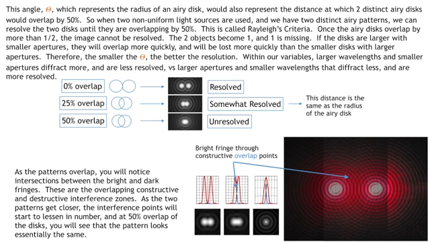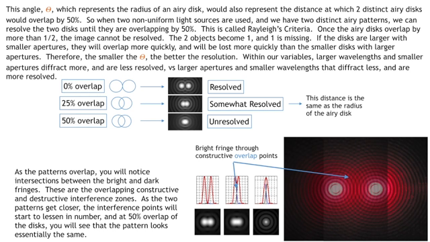So therefore, the smaller the angle, or the smaller theta, the better the resolution. You can pinpoint them as two distinct units for longer. So within our variables, larger wavelengths and smaller apertures diffract more and are less resolved versus larger apertures and smaller wavelengths that diffract less and are more resolved. So here's the depiction here. You have 0% overlap with these two Airy disks, we'll say. Then there's 25% overlap. You can still somewhat resolve them. And then at 50% overlap, they become non-distinct entities and they basically merge and blur into one pattern. So resolved, somewhat resolved, to basically unresolved.